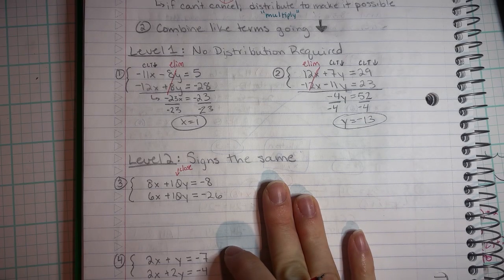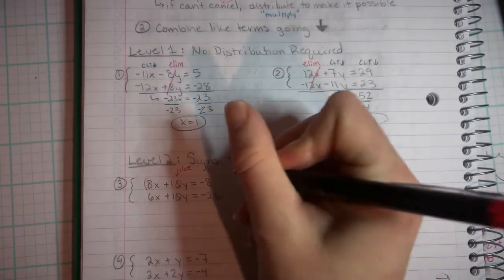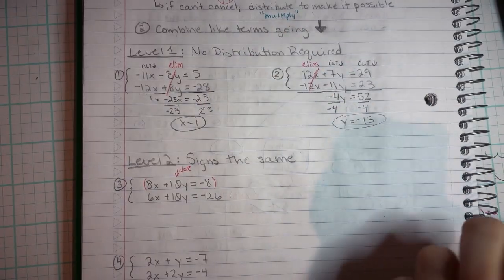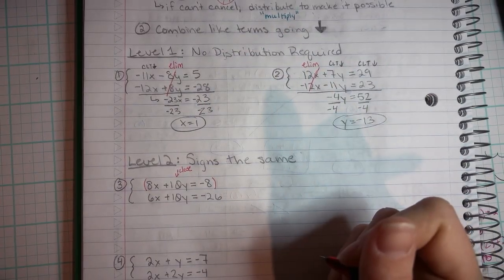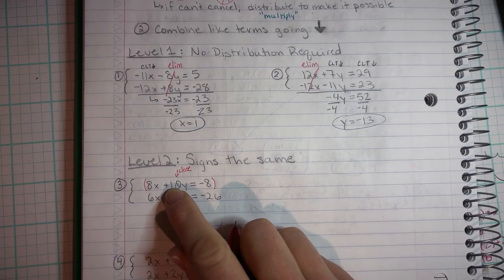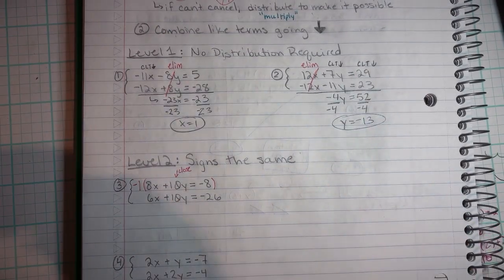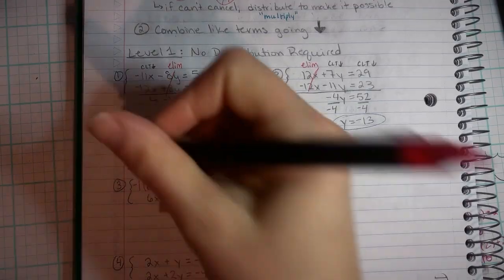I am pretty flexible either way. I like to do the top one. Personally, I don't know, it doesn't matter though. I'll do both. So if I want to make this 10 a negative, I have to multiply by a negative 1. You've got to know your mathematical stuff.